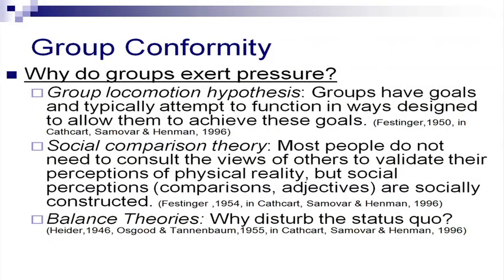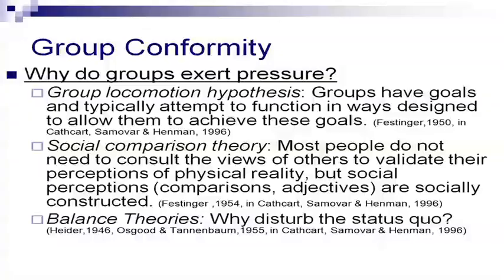Social comparison theory. Most people do not need to consult the views of others to validate their perceptions of physical reality, but social perceptions are socially constructed. Now, again, social comparison. You must have seen this in your own families. Some of you may even be doing this with your family members. When we are growing up, our parents compare us to our classmates, to our siblings, in order to motivate us to perform better. Again, it's the perceptions. How do I perceive myself in relation to others? How do others perceive me? What do I perceive about their perceptions? We talked about meta perspectives, so that is what applies here.